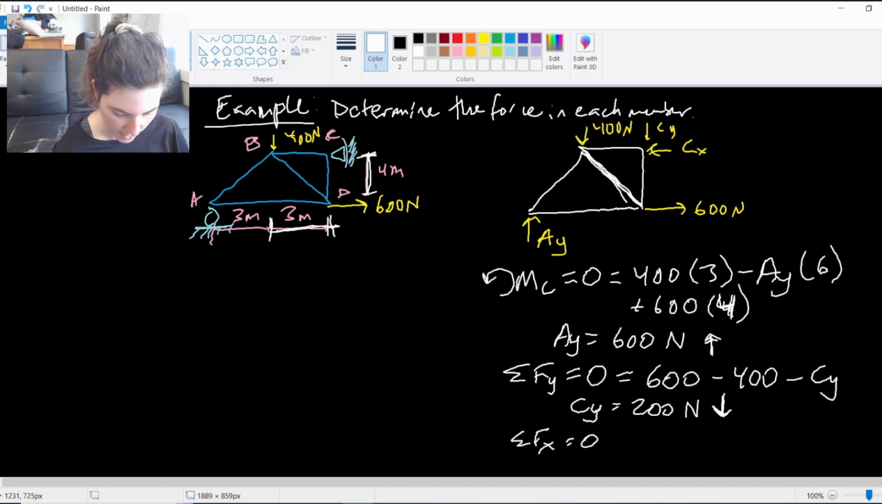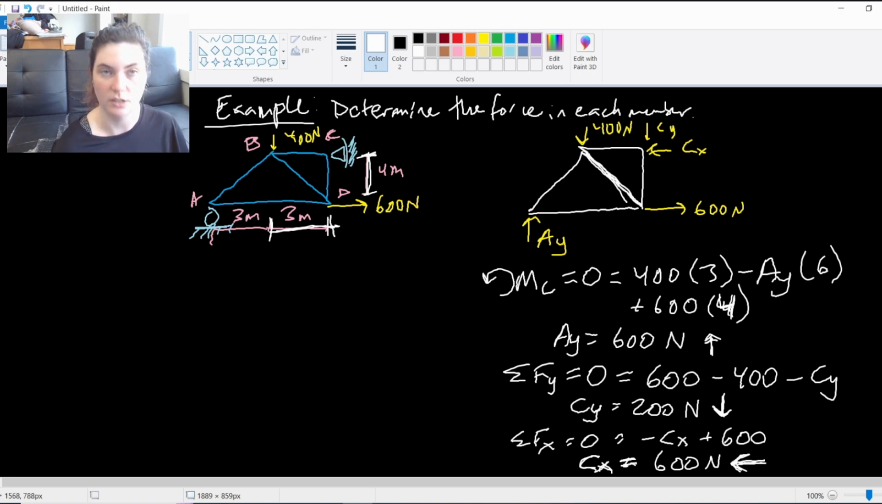And then finally, my Fx, which I could have done first. Again, it's your choice what order you do these equilibrium equations in. It is negative Cx plus 600. So nice, I assumed the correct direction on all of these, just by happenstance. I got Cx is 600 newtons pointing to the left. So don't let it deceive you that just because you get a positive number that it's not pointing to the left, because that's the negative x direction. It just means I assumed the direction correctly, that it is in fact pointing to the left.